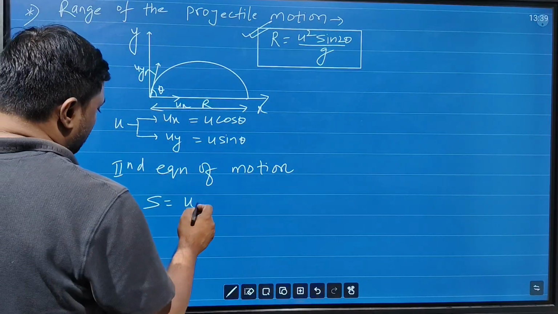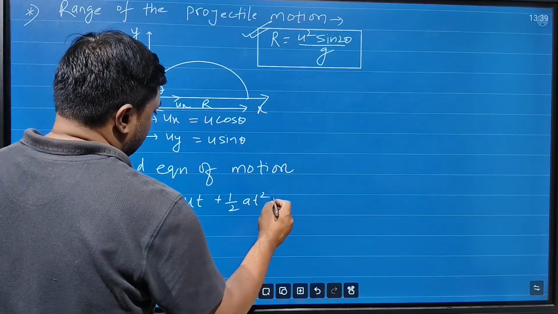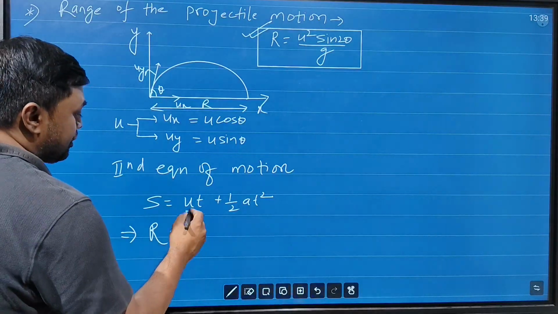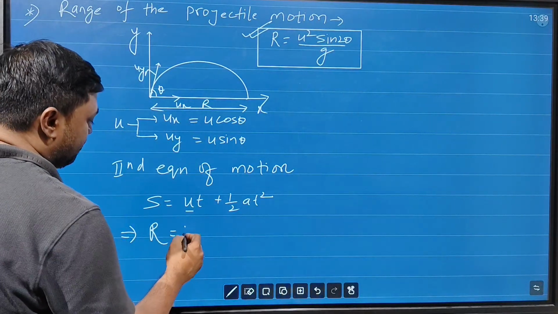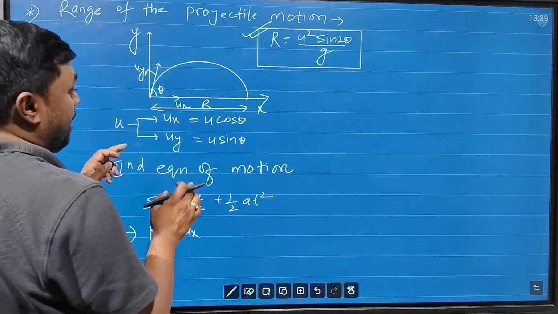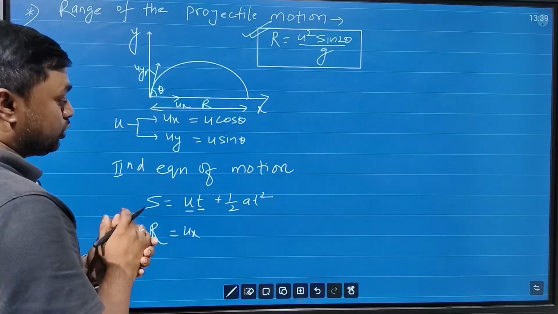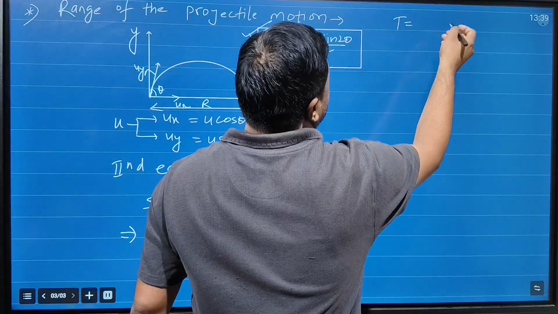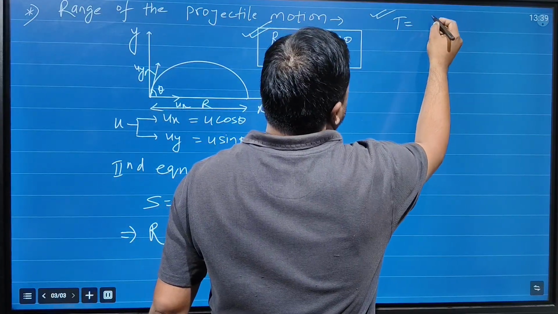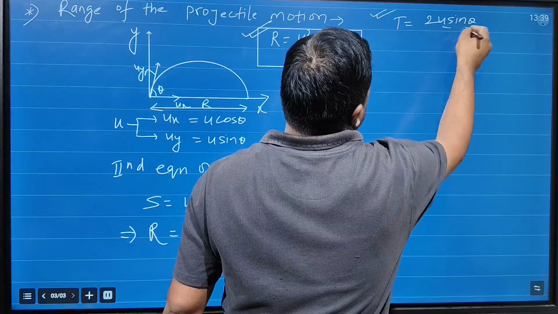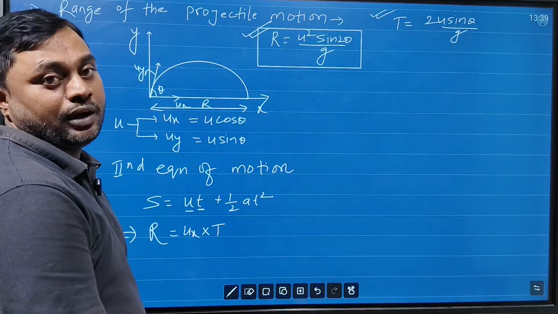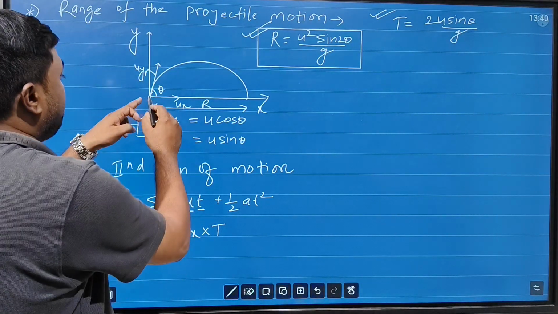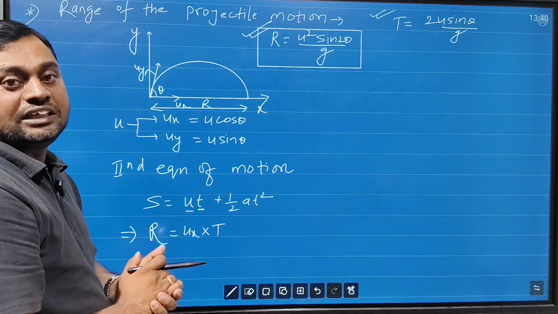What is the second equation of motion? That is s is equal to ut plus half at square. What is the distance traveled? That is equal to the range. It is covered due to which velocity? The initial velocity is ux. The time taken by the particle to cover this horizontal range is called the time of flight, capital T. The time of flight is equal to 2u sin theta upon g. Time of flight is the time duration for which the particle is in air.